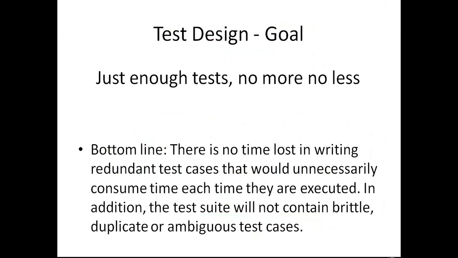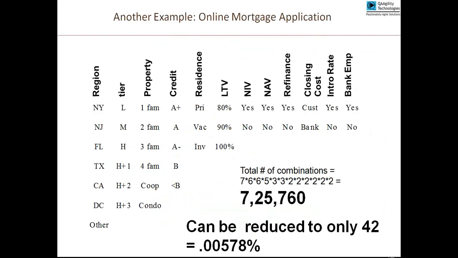Now, let's go back to our original goal. We said just enough tests, no more, no less. So, is this 0.0578% test enough? Ideally, yes, because we are covering 98% of the defects that could have been detected had we done the entire combination of testing. Because if you want to do every combination, the total number of combinations will be humongous.